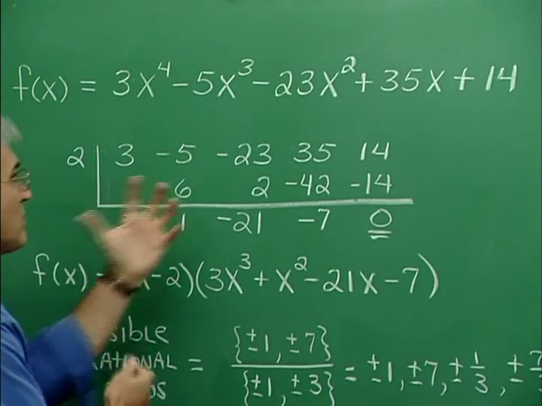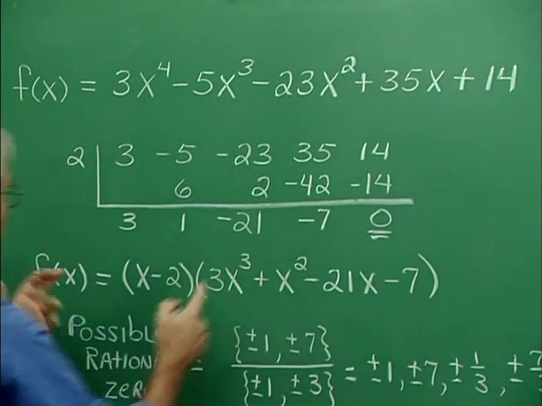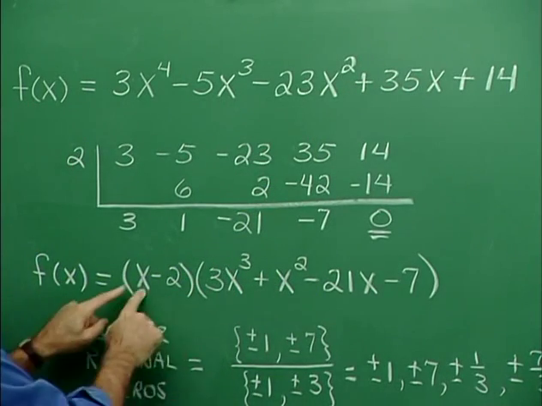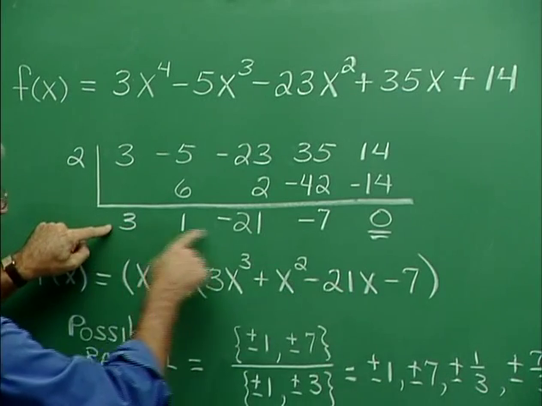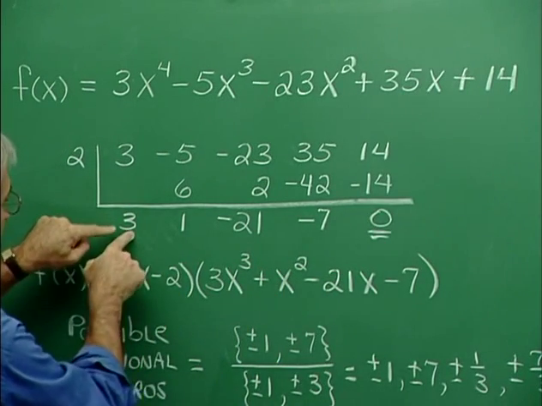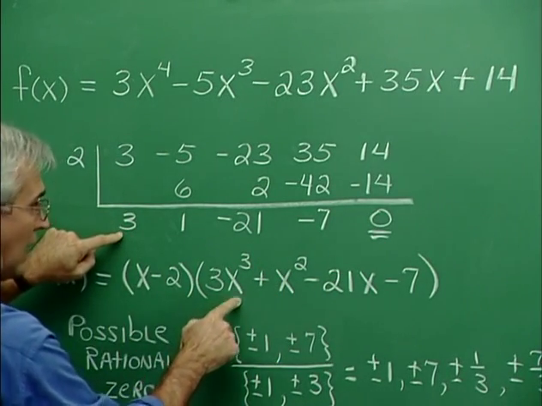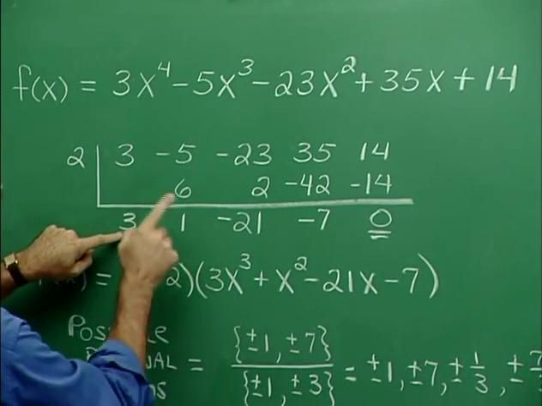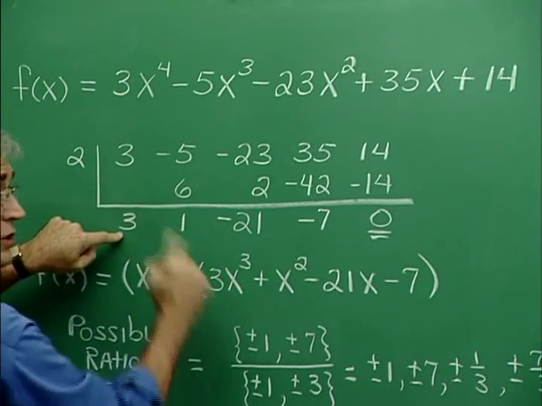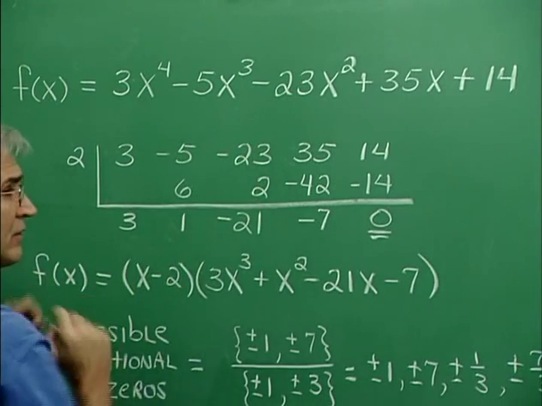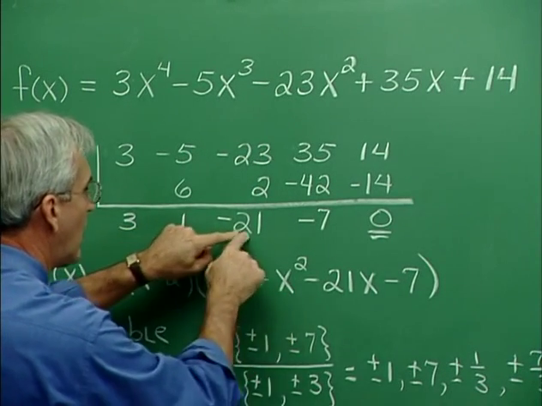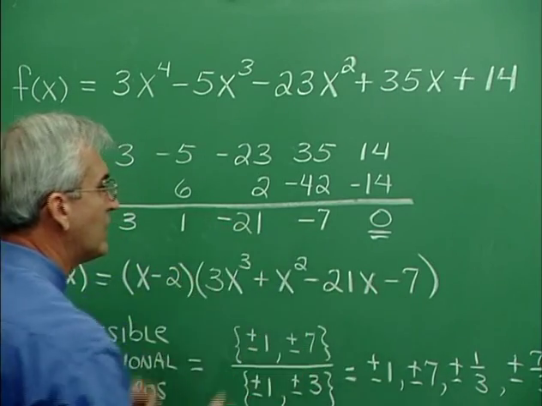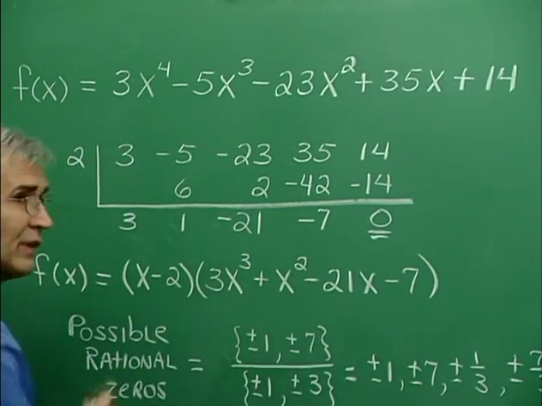So we snag x minus 2 out of this, you see, and our function then becomes x minus 2 times this factor. Now this factor is identified at the bottom of the synthetic division. It is 3x cubed. Now notice the cube because it's 1 degree less than the original function because of this synthetic division process. All right, so it's 3x cubed plus 1x squared minus 21x minus 7. All right, now we're working with this function.